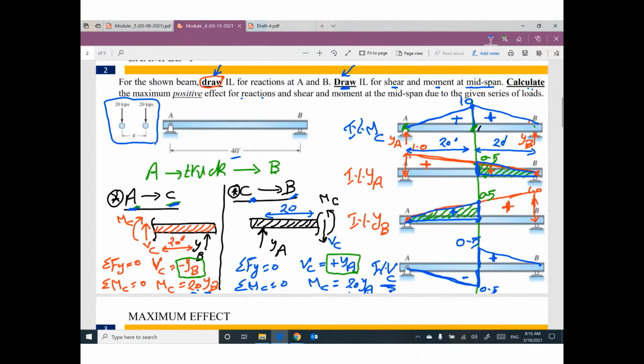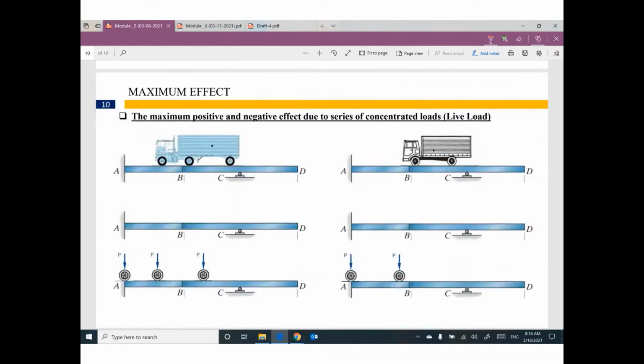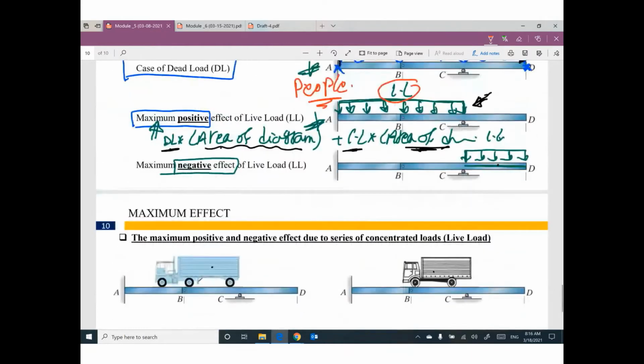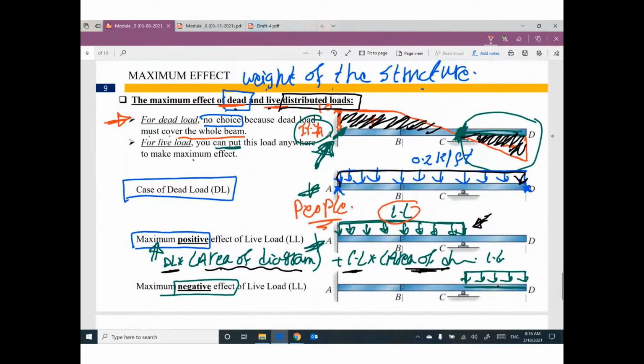Before going through this, I would like to go back to the previous week to explain something. Sometimes the moving, we covered before last meeting, what is the effect if you have dead load and the live load, and I told you, if you have dead load, we don't have a choice. No choice. The dead load must cover the whole bridge. For live load as a distributed load, we have a choice to put live load here or there or whatever based on this diagram, if you would like to get maximum positive or maximum negative.